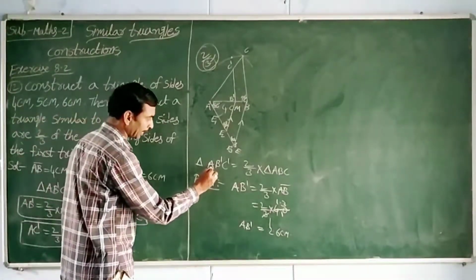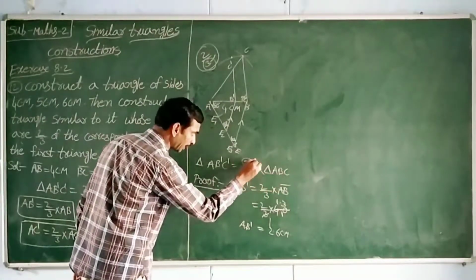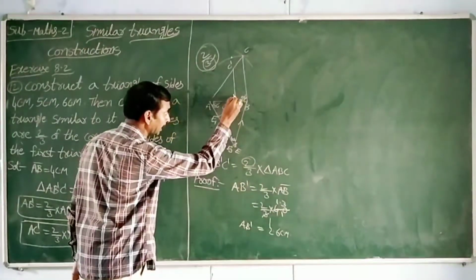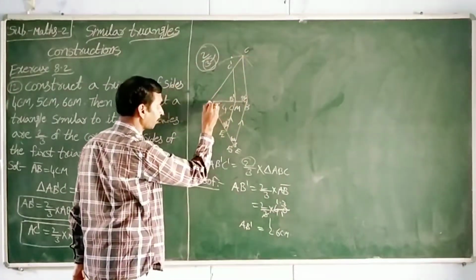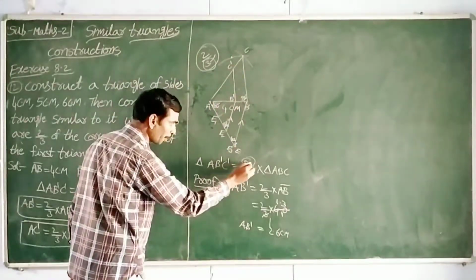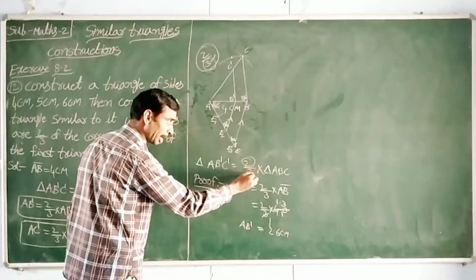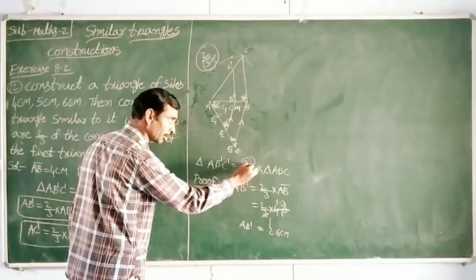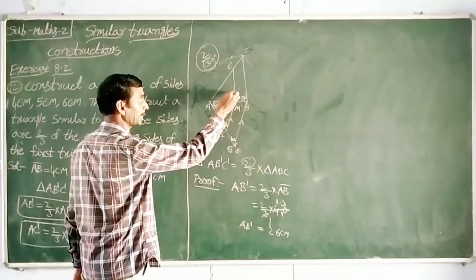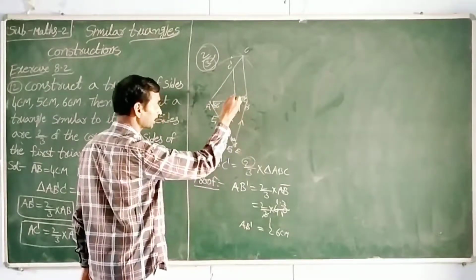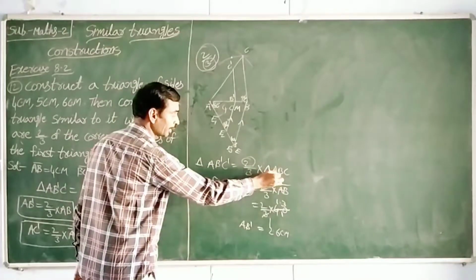Here, if you observe, triangle AB dash C dash is equal to 2/3 part of triangle ABC. Here the numerator is small, so the required triangle is smaller than the given triangle. The given triangle is ABC, and the required triangle is AB dash C dash. 2/3 is called a proper fraction: the numerator is small and the denominator is big. Whenever we get a proper fraction, the required triangle is smaller than the given triangle.